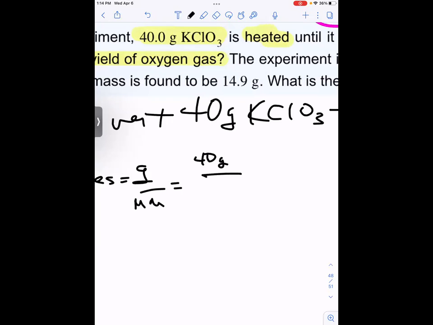Let's see if we can find that out right quick. Potassium is 39.